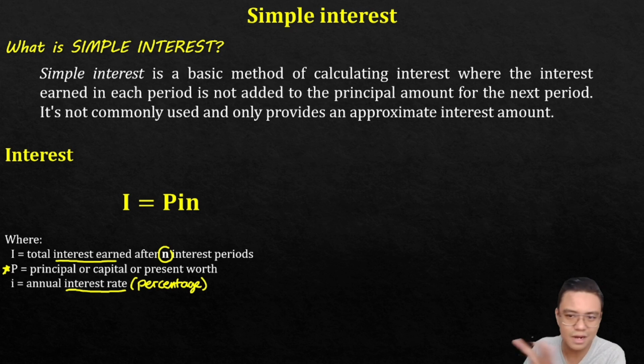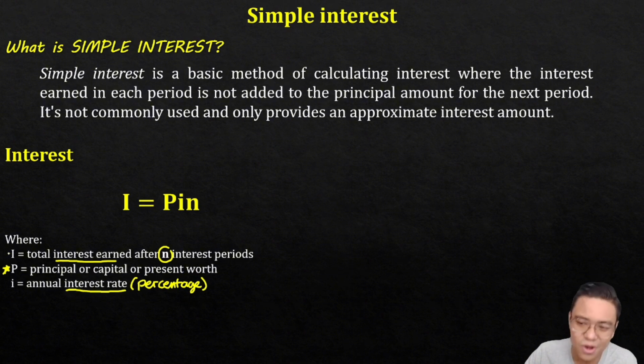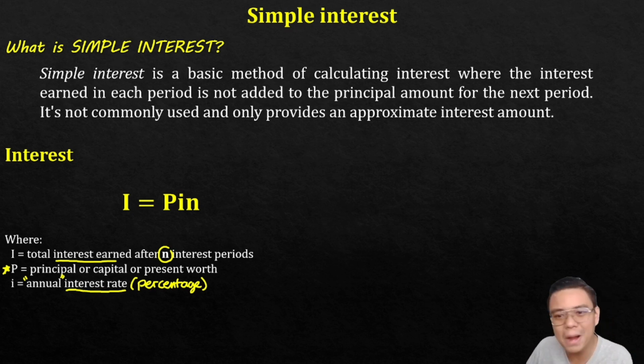Discounts and interest are two different things, and we are going to talk about that one later on. Also, I'd like to emphasize that the I there is annual. Kasi pupunta tayo mamaya sa compound interest. Now, sa compound interest, you have different periods of compounding.